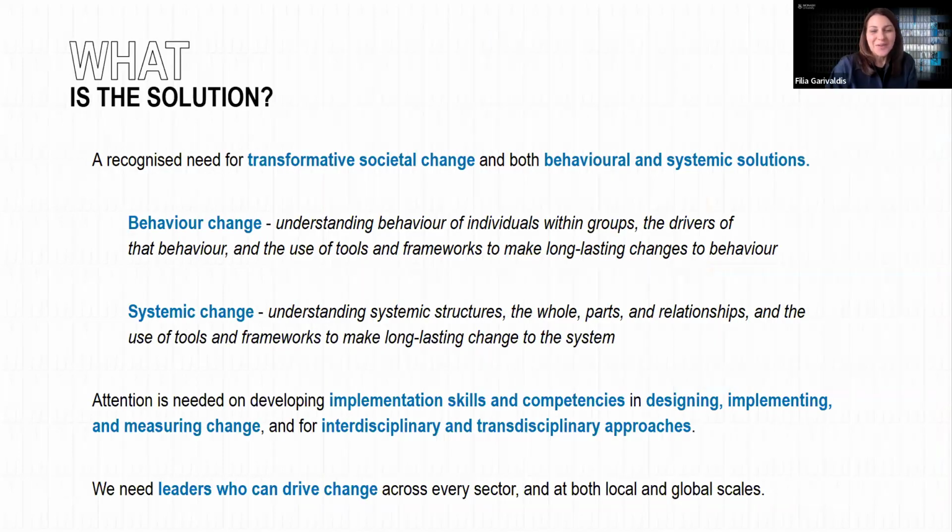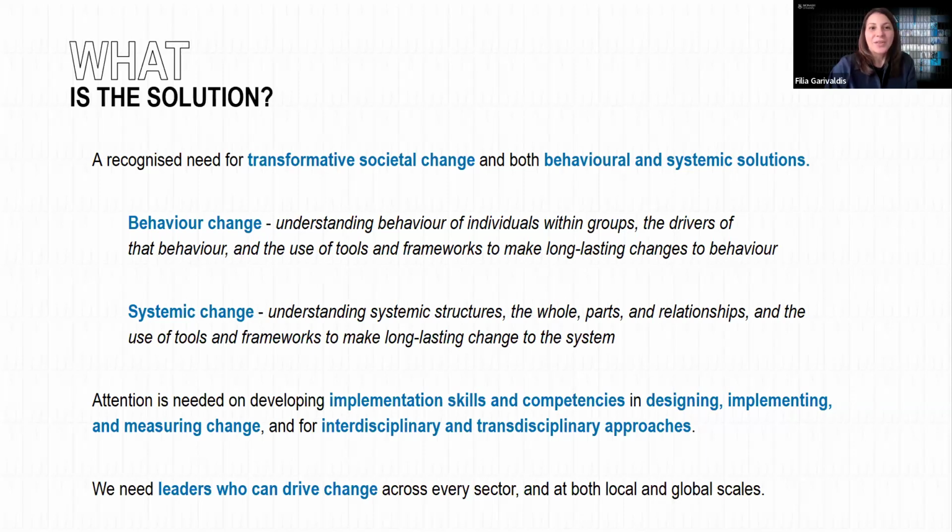So what is the solution? For transformative societal change, we need both behavioural and systemic approaches. Behavioural change focuses specifically on transforming individual and collective actions, promoting more sustainable ways of perhaps consuming, of making decisions, and other preventative or restorative practices. So, for example, we're concerned with who does what, what they need to do differently, what motivates that behaviour, and how we design interventions to address those motivations to change behaviour.